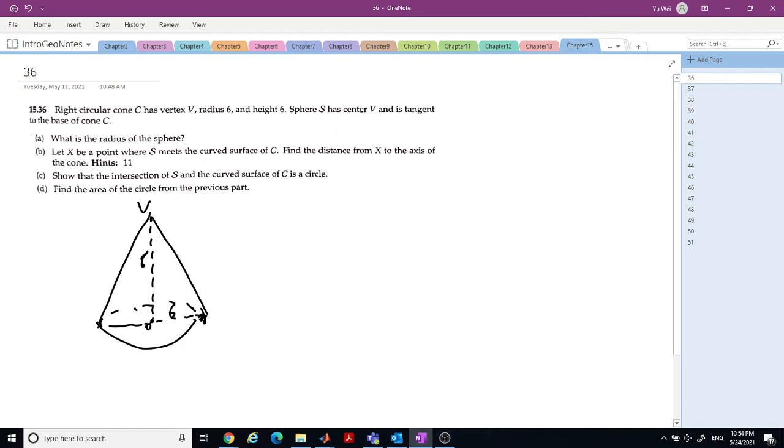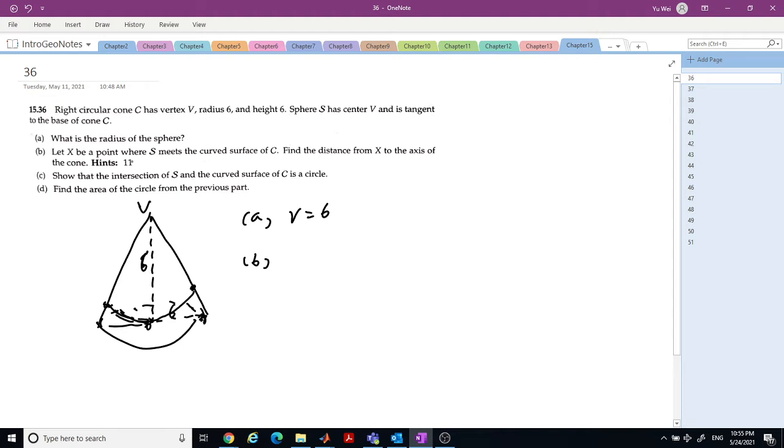Then the sphere with the center V is tangent to the base. So if it's tangent to the base, right? So it must be like this, right? So it is tangent to the base of the cone. What is the radius of the sphere? So if it's tangent, the radius is equal to 6.